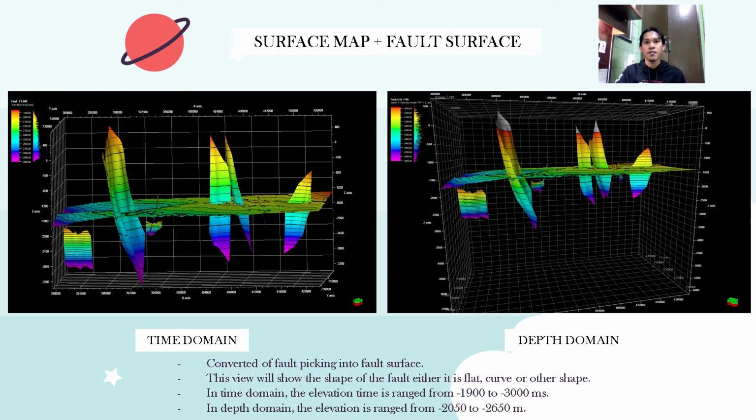Next, we go to the map surface and fault surface. This is the same as before, but the fault picking is converted into the fault surface. This view will show the shape for the fault, whether it is flat or curved or another shape. As you can see in the slide, the biggest fault has the curved shape, and the lightest one has the flat surface. Then in time domain, the elevation time ranges from negative 1900 until negative 3000 milliseconds. And in that domain, the elevation ranges from negative 2050 until 2650 meters.